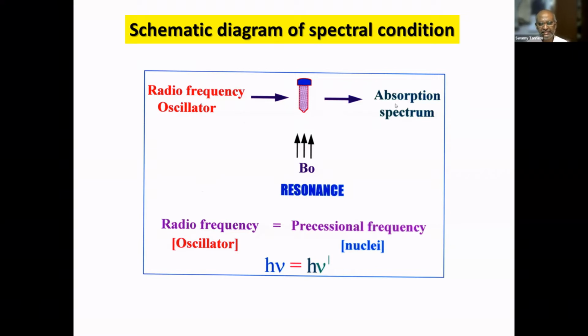So when you get a signal, it gives an indication that it is under resonance. What is under resonance? The sample is under resonance. That is, the proton is in resonance with the radio frequency. That is the reason why it is able to absorb the energy and you get a signal.